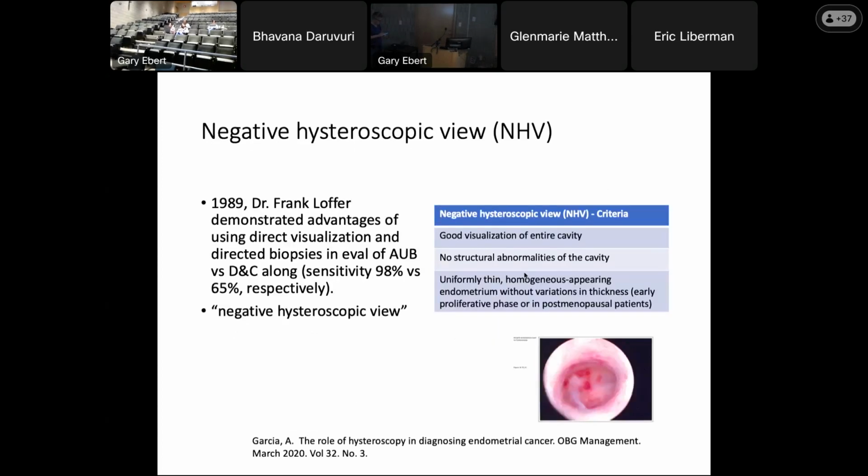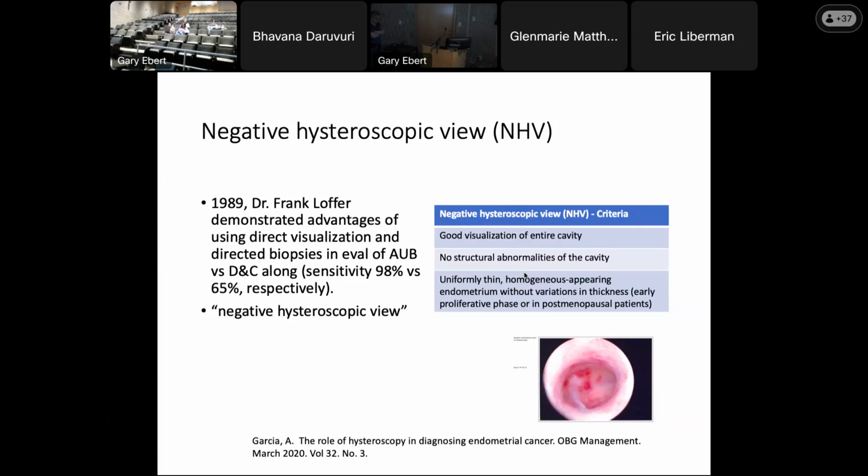So in terms of being able to identify malignancy and pre-malignant lesions, there have been several studies performed and different systems that have come up to help differentiate or determine the probabilities of finding cancer. So I did my fellowship through the AAGL. Dr. Frank Leffler is one of the founders of the AAGL. And in 1989, he came up with something called a negative hysteroscopic view.